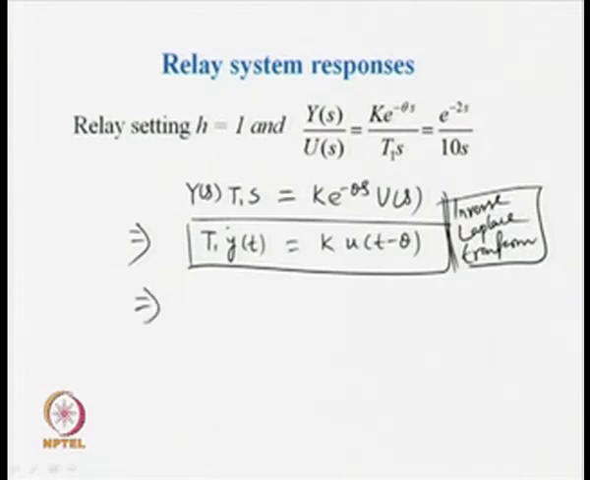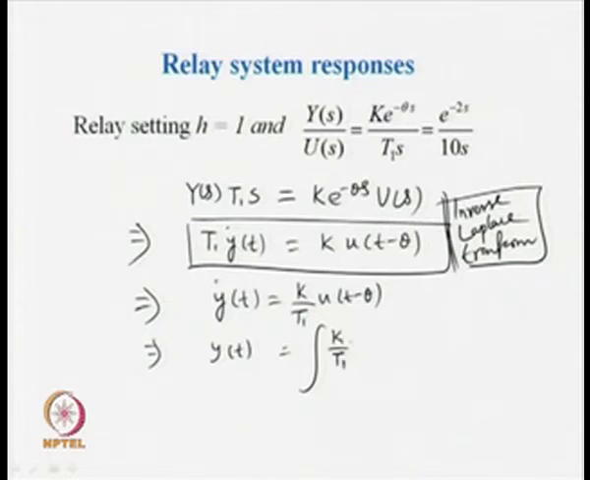Now, further simplification of the equation can be made: y dot t equal to K upon T1 u(t minus theta). Then y(t) will be equal to the integration of K upon T1 u(t minus theta) plus some constant. Now, as you know, the values we get for u(t minus theta) are plus or minus h. So, let us concentrate on the positive output given by the relay.